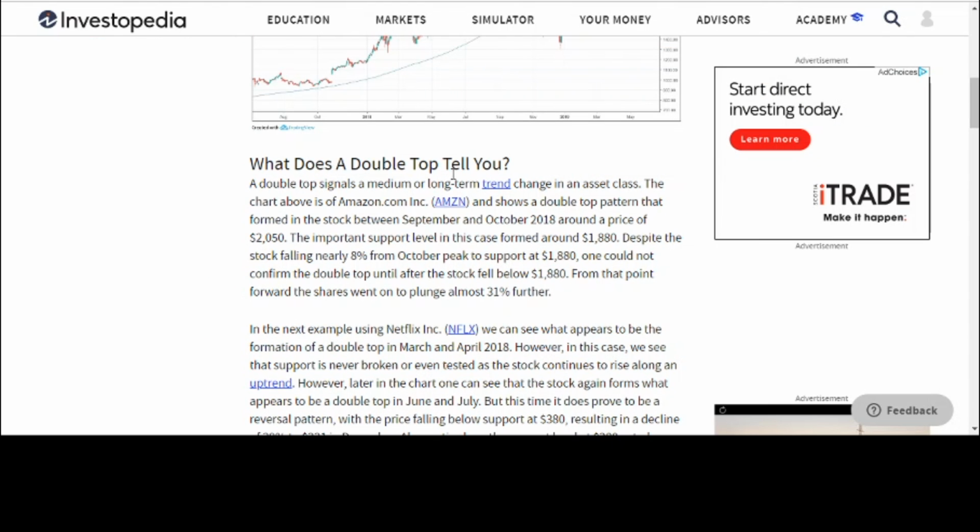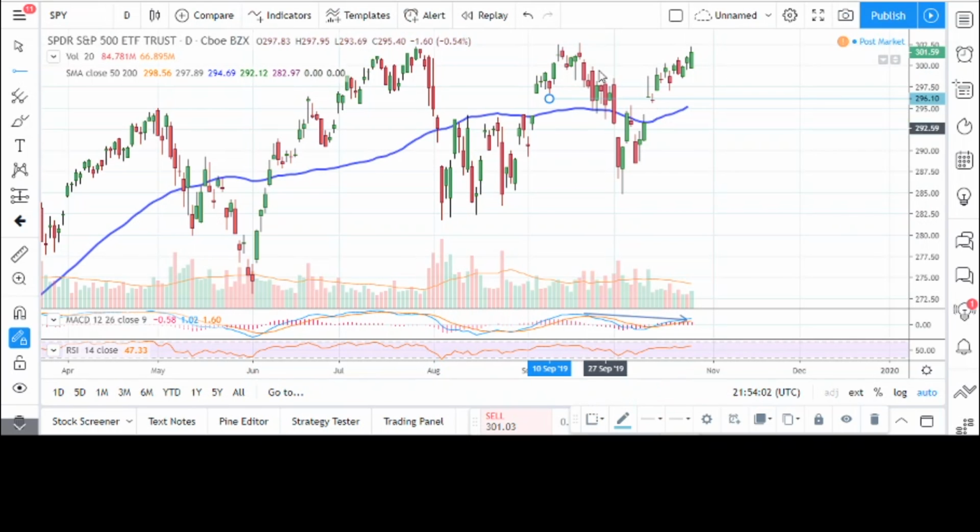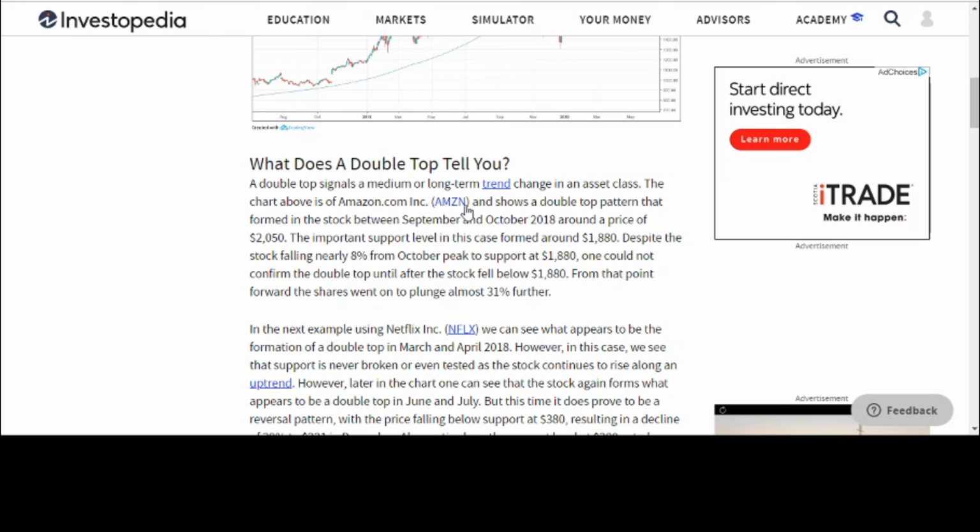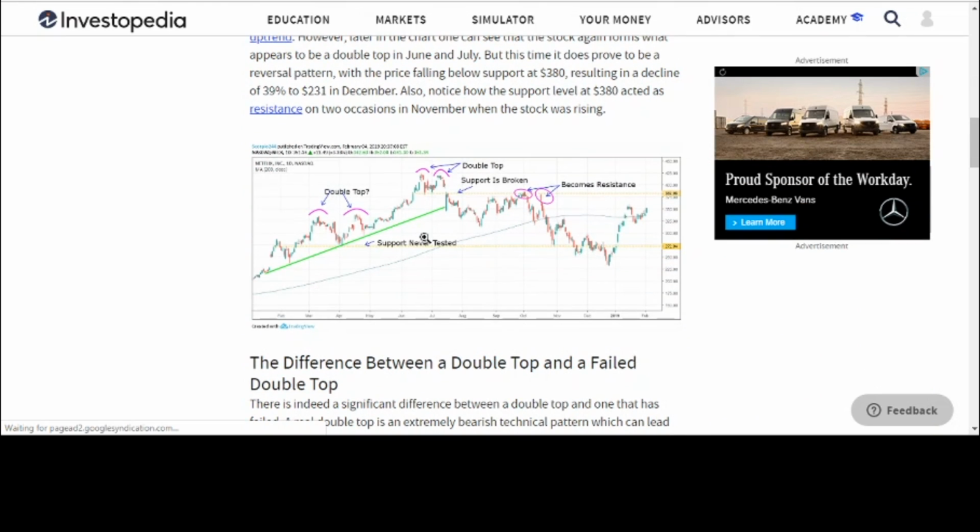What does a double top tell you? A double top signals a medium or long term trend. Yes, we also mentioned that this double top is also for a reverse bearish pattern that is anticipated for the market today. And the chart above of Amazon.com shows the double top pattern that formed in stock between whatever years. Okay, we're not going into these details.